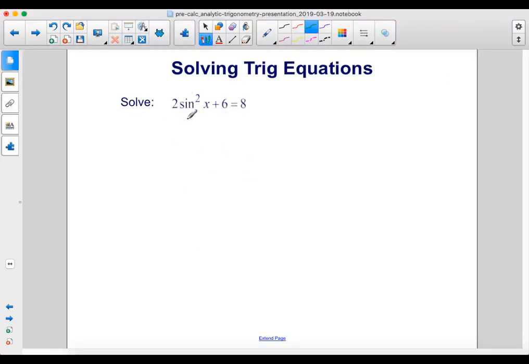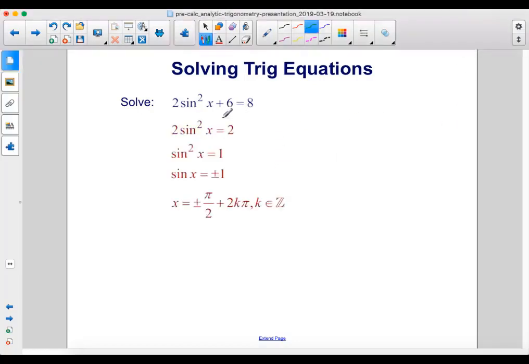Solve. 2 sine x squared plus 6 equals 8. First, we subtract 6 from both sides, and then we're going to divide both sides by 2, then take the square root of both sides, and we see that sine x equals positive or negative 1. Therefore, the solutions for x are positive or negative pi over 2 plus 2k pi, where k is an integer.